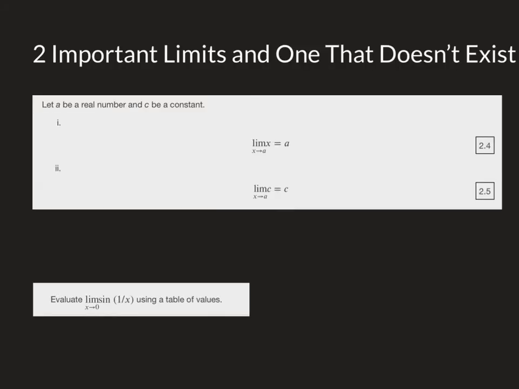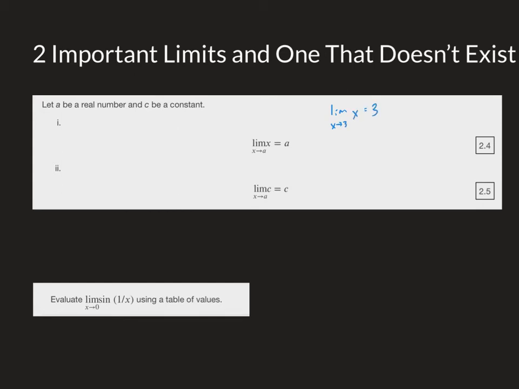Now we'll just briefly talk about two important limits and one that doesn't exist. All right, so first, the important limits. The first one, the limit as x approaches a of x is equal to a. I like to think about this with numbers instead. The limit as x approaches, let's say, 3 of x is equal to 3.